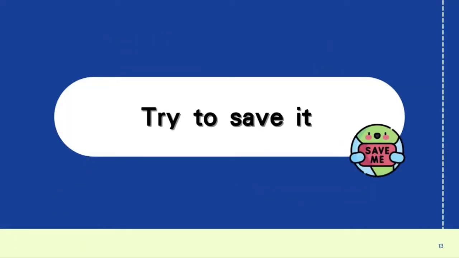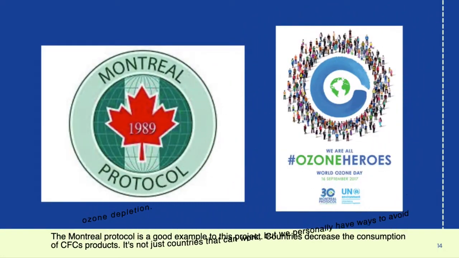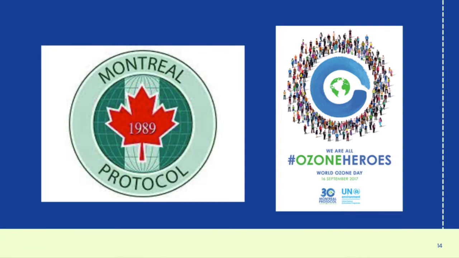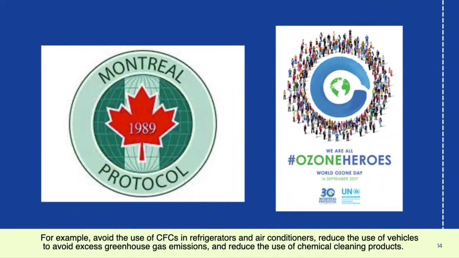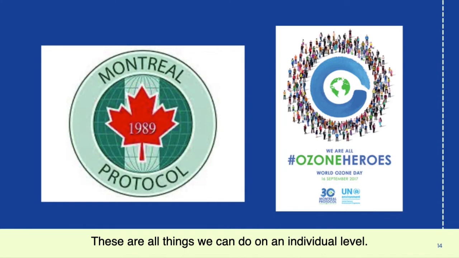Trying to save it. The Montreal Protocol is a good example of this effort. Countries decreased the consumption of CFC products. It's not just countries that can act, we personally have ways to avoid ozone depletion. For example, avoid the use of CFCs in refrigerators and air conditioners, reduce the use of vehicles to avoid excess greenhouse gas emissions, and reduce the use of chemical cleaning products. These are all things we can do on an individual level.